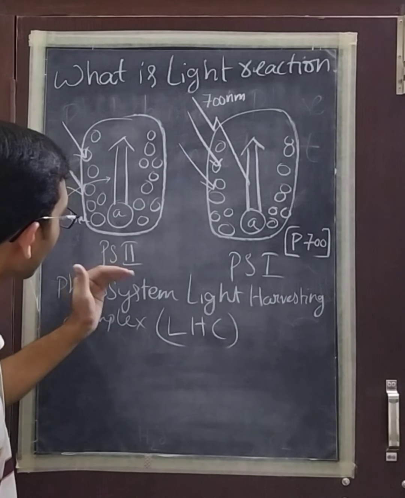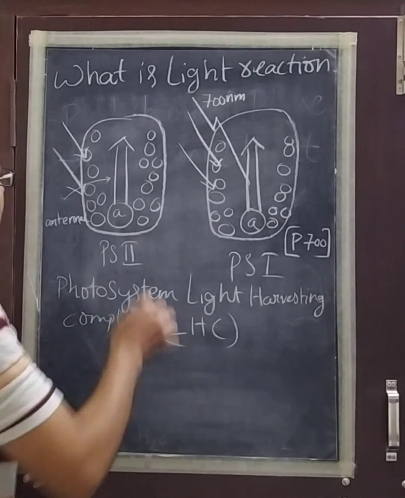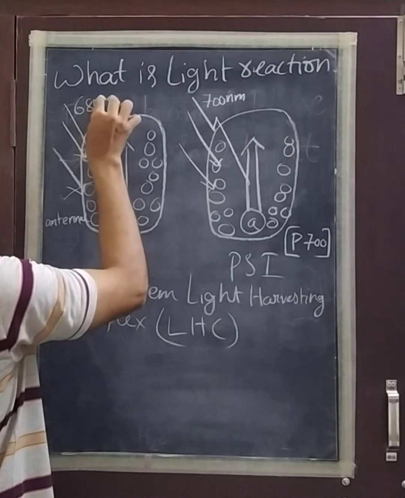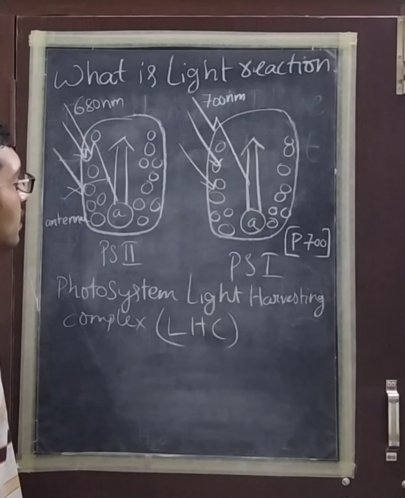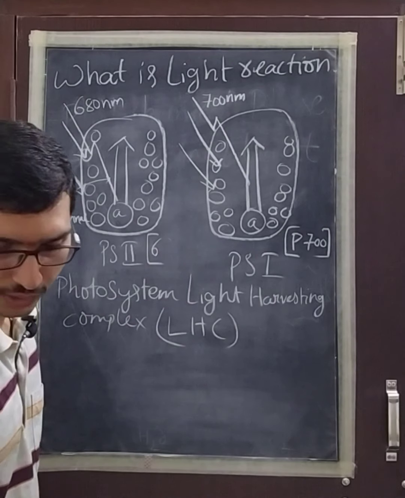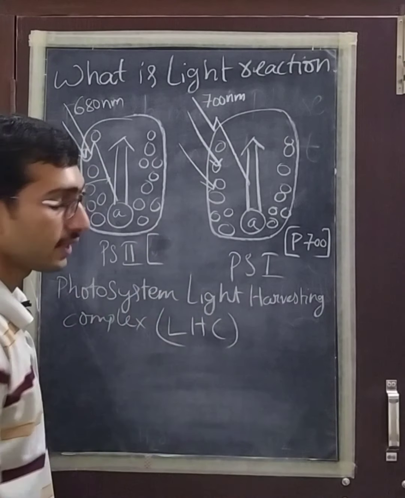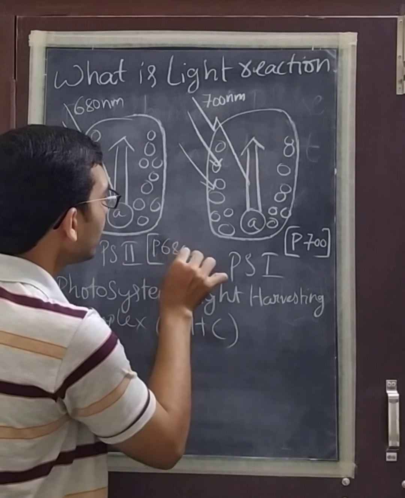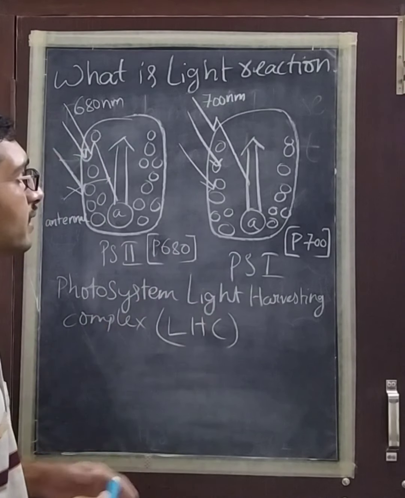When it comes to photosystem 2, chlorophyll A absorbs the light at 680 nanometers. So we can denote it as P680, because it absorbs the light maximum at 680 nanometers.